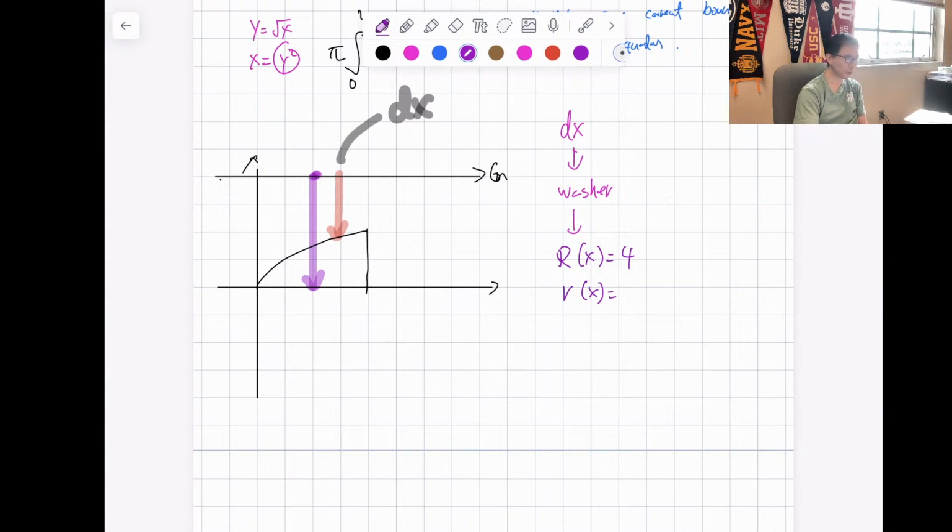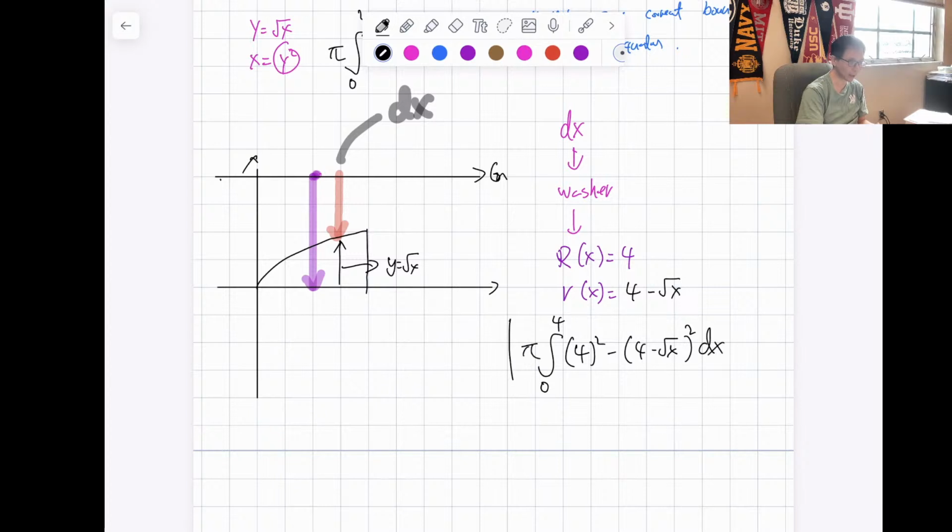It's equal to, well, here's the thing. This is the equation, so y equals square root x. So it's actually the purple minus the black to get the red. Does that make sense? The purple is 4 minus black, so 4 minus root x. And then that's going to be between 0 to 4. And that's going to be pi times the integral of 4 squared minus (4 minus root x) squared dx. And that's how I get my result.